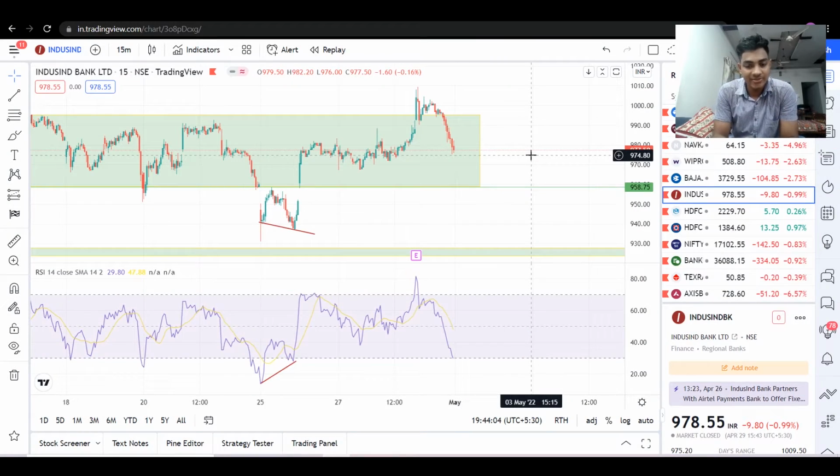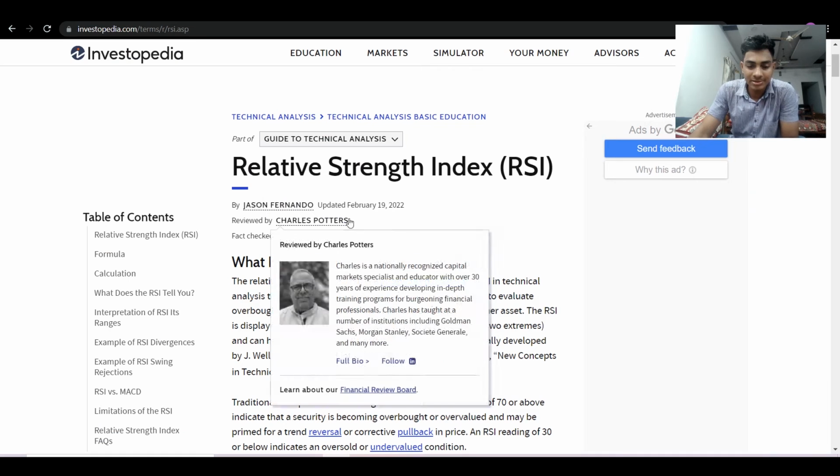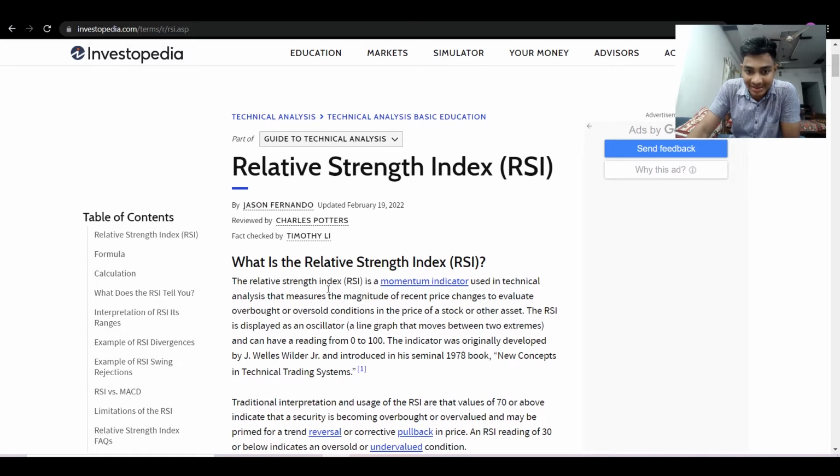Alright guys, so let's start the video. Today we are going to learn about the RSI indicator, that is basically the Relative Strength Index. Now if you just go to Google, the definition says that the relative strength index is a momentum indicator used in technical analysis that measures the magnitude of recent price changes to evaluate the overbought or oversold condition in the price of a stock. In simple words, it is an indicator which describes the momentum of a stock, and the momentum of the stock can be determined from 0 to 100.